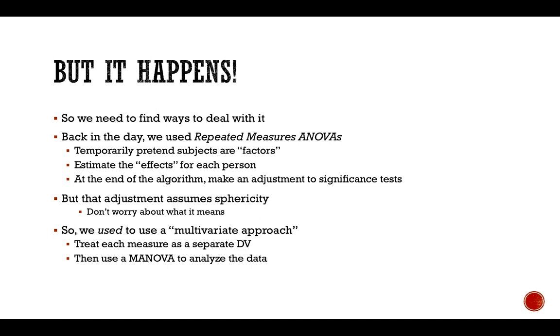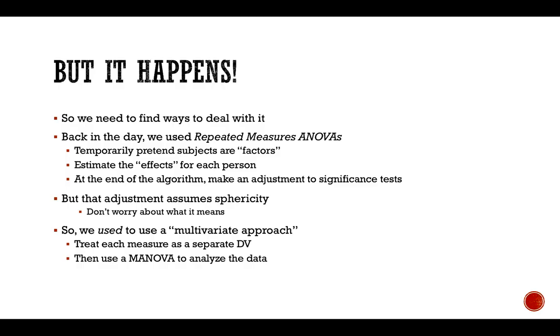All right, with repeated measures ANOVA, we temporarily pretend that subjects are factors. So we treat them as if it was an experimental effect, and then we estimate the effect of each person. So what is the Dustin effect? The Dustin effect is awesome! And then after that, at the end of the algorithm, we make an adjustment to our tests of significance. That adjustment, however, assumes what we call sphericity. What is it? Don't worry about it.